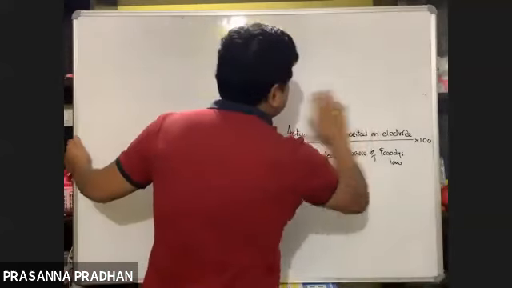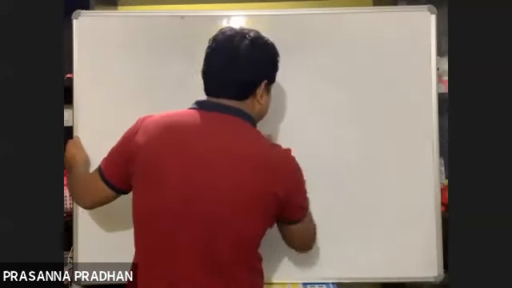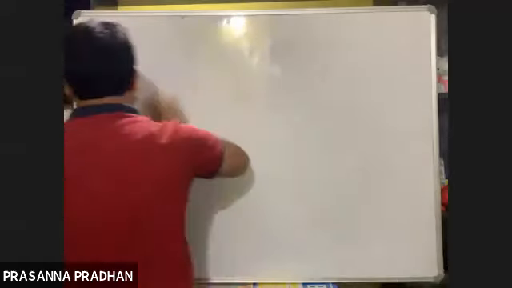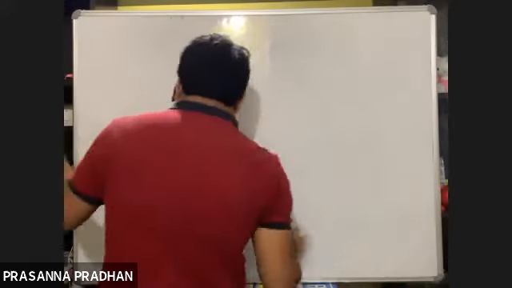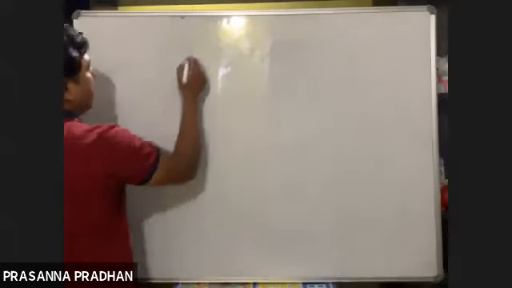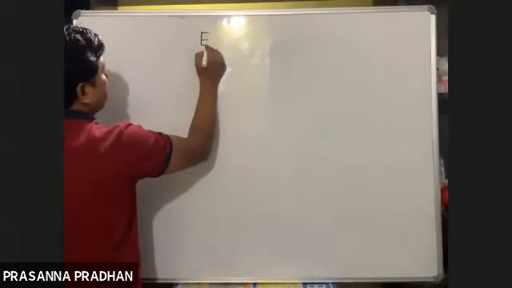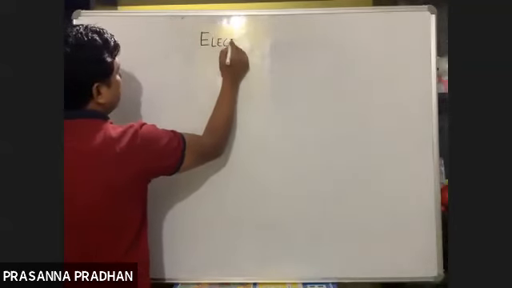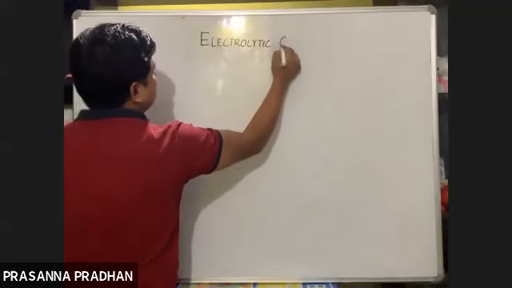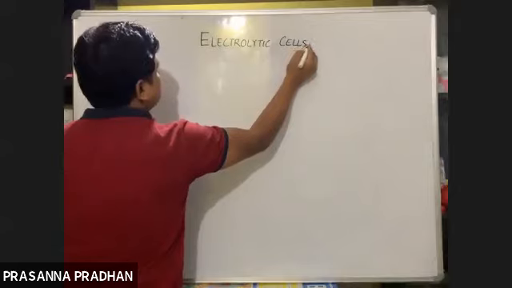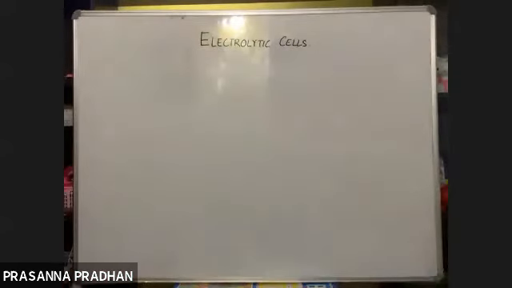The last topic is going to be batteries and cells, which we shall do in the next class. Today I shall just introduce you to the different types of products upon electrolysis. We are going to discuss electrolytic cells.